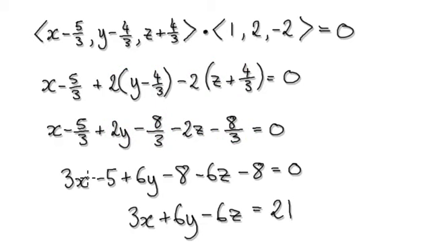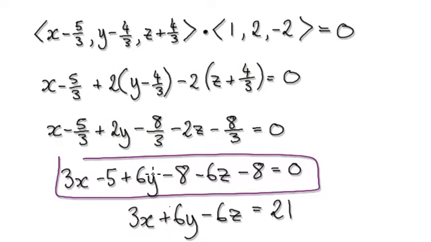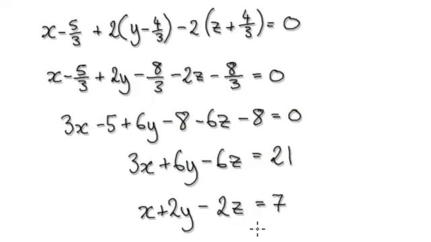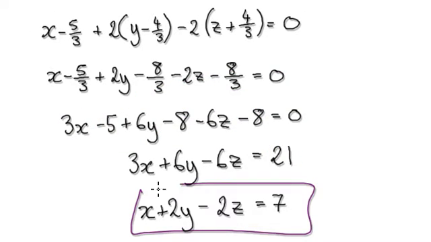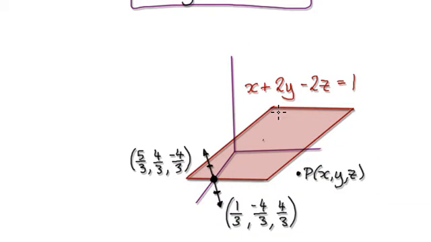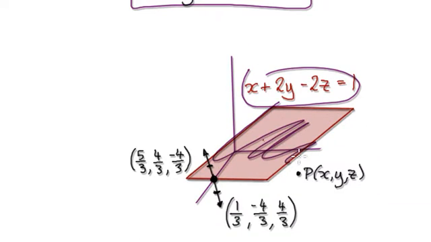Now times everything by 3. So that will then give you this, and then single number, throw them over to the other side, and then blah blah. That will then take us to this. So this is the equation for our plane. That is 2 units above the given plane, above our given plane here.